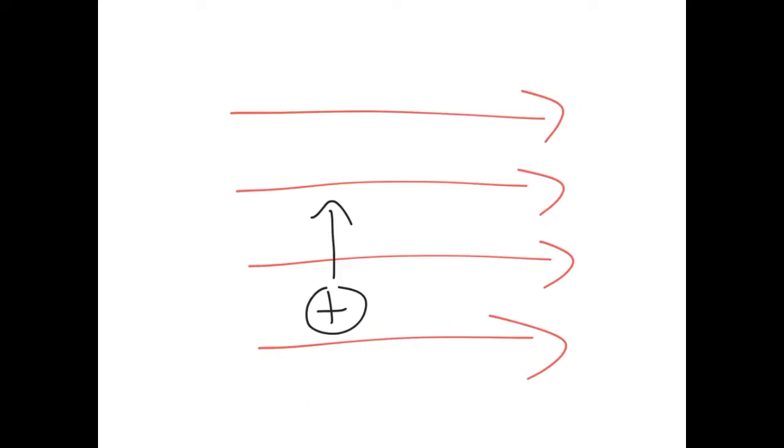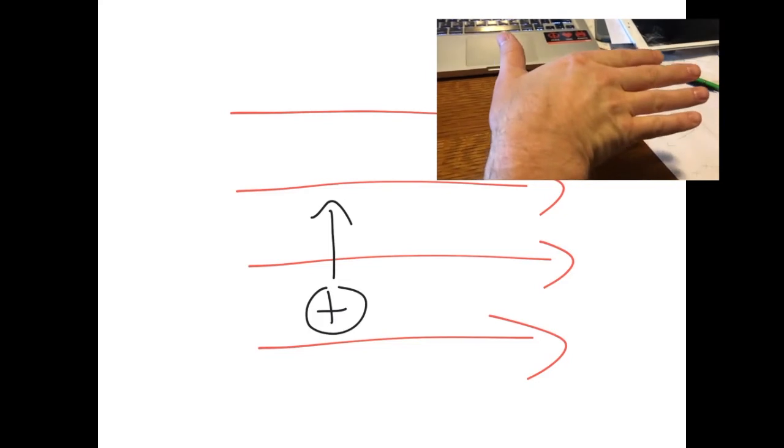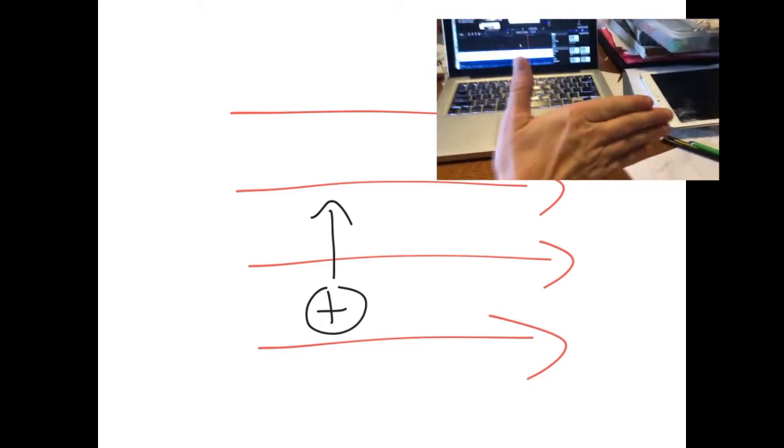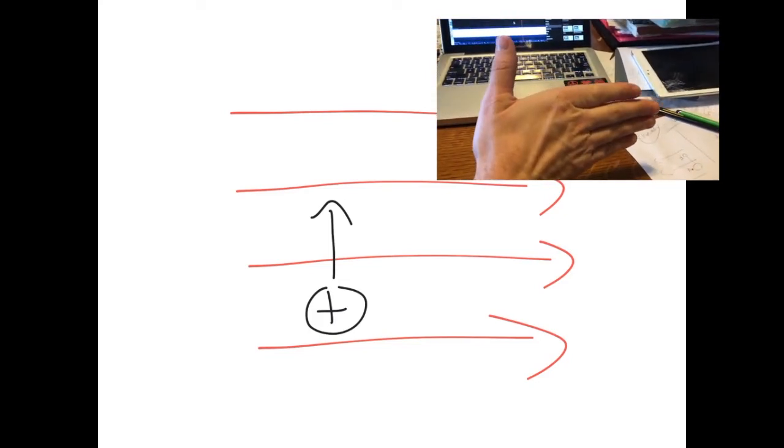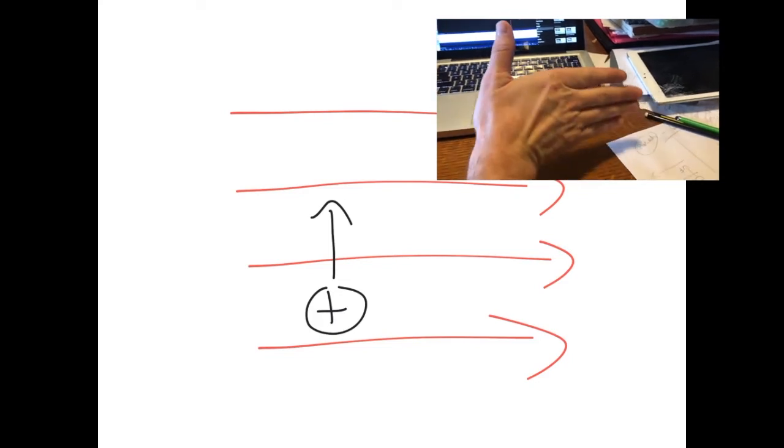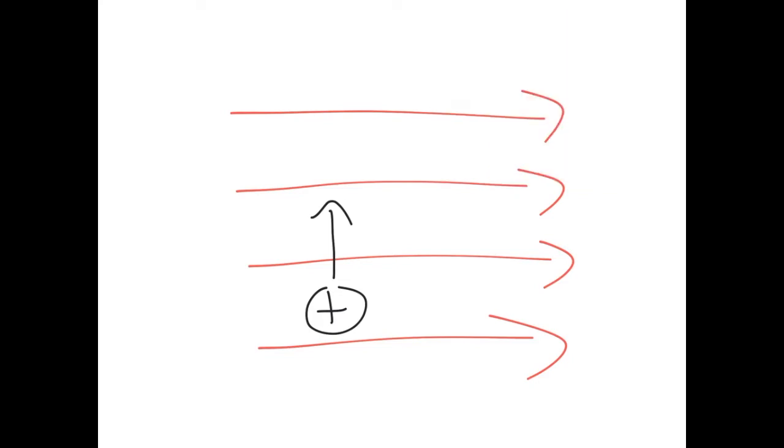In this second picture, we have a positive charge moving toward the top of the paper in an external field. I'm going to use my right hand this time. My thumb is pointing to the top of the paper, my fingers are going to the right, and now my palm is pushing into the board. So the force on this guy is into the board.